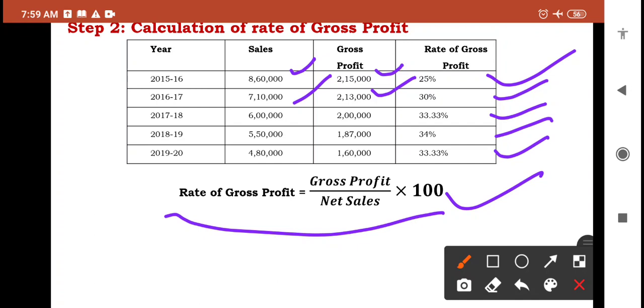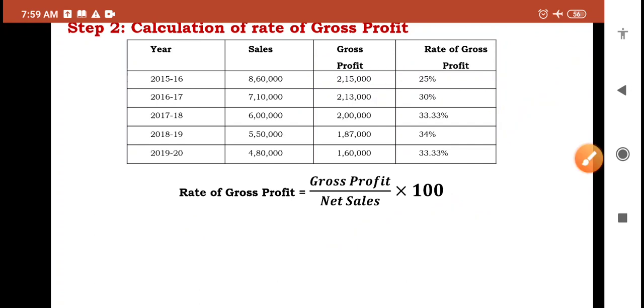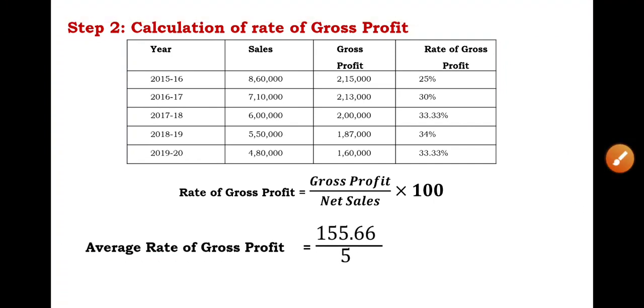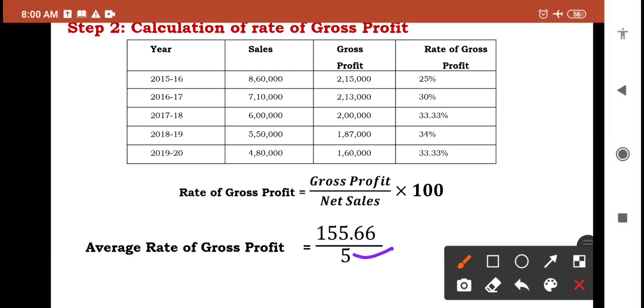So we need to find one average gross profit ratio. How can you find that average rate of gross profit? The average rate of gross profit is equal to the total of all 5 years' rate of gross profit. Total it, so you will get 155.66% divided by how many years are there? 5. So we have mentioned 5.